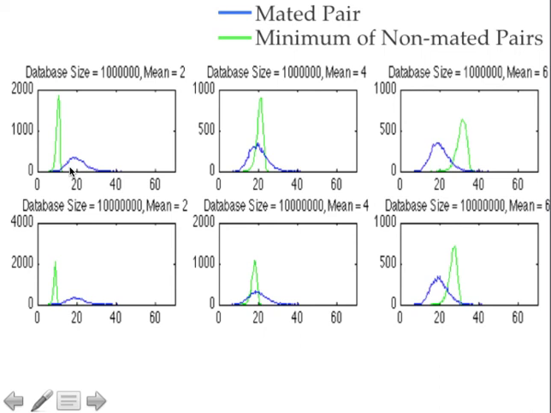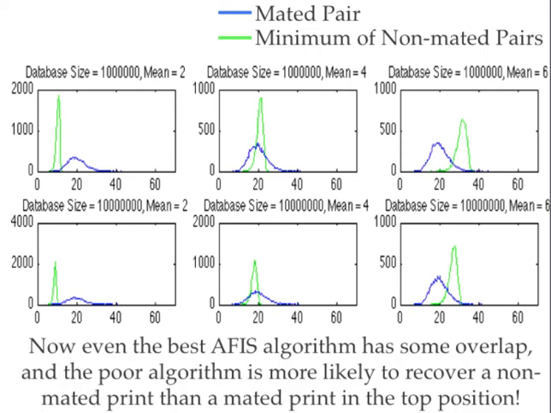Even worse, they might discover that a close non-match, a close non-mated pair, looks similar enough to conclude that there is a match. And they call it an identification, and that could lead to another Madrid problem. So notice even with our relatively strong AFIS matcher here, it has some overlap, and the poor algorithm is more likely to recover a non-mated print than a mated print in its top position.